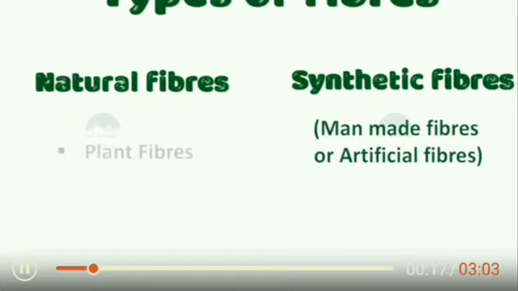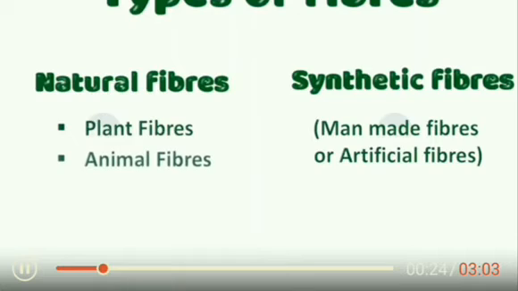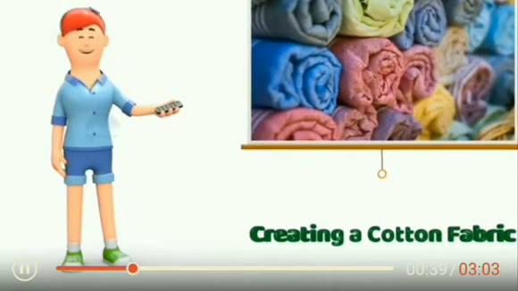Cotton, jute, flax are examples for plant fibers. Wool and silk are examples for animal fibers. Fibers made by humans by chemical synthesis are called synthetic fibers or artificial fibers. Examples: rayon, nylon, etc. Let us see the process of creating a cotton fabric in detail.